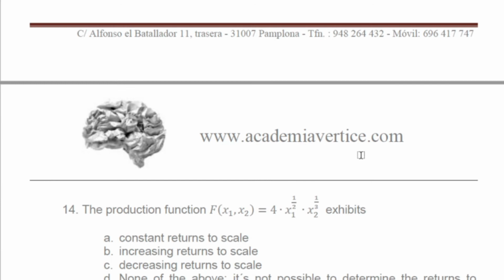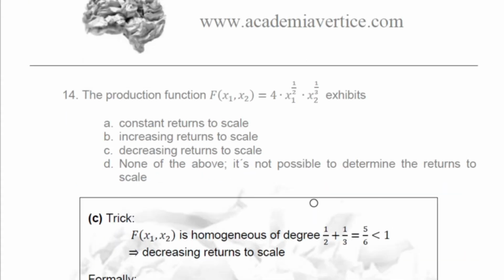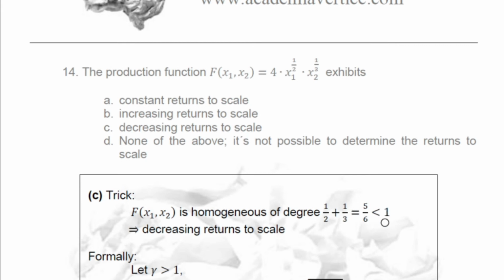Now 14. Very easy question. I think this was an exam question. I don't know why I didn't write it here. The production function is this one. As it's a Cobb-Douglas type function, we sum the exponents as we said in the previous video, and 1/2 plus 1/3 is 5/6, which is lower than 1, so decreasing returns to scale. So it's clearly C.